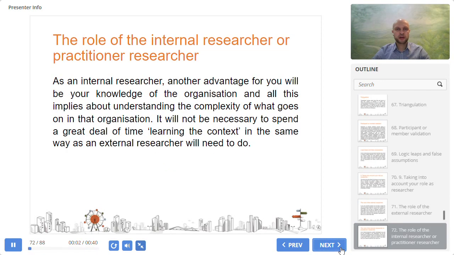Now it's time to talk about the internal researcher. As an internal researcher, another advantage for you will be your knowledge of the organization, and all this implies about understanding the complexity of what goes on in that organization. It will not be necessary to spend a great deal of time learning the context in the same way as an external researcher will need to do. However, this advantage carries with it a significant disadvantage. You must be very conscious of the assumptions and the stereotypes that you carry around with you.